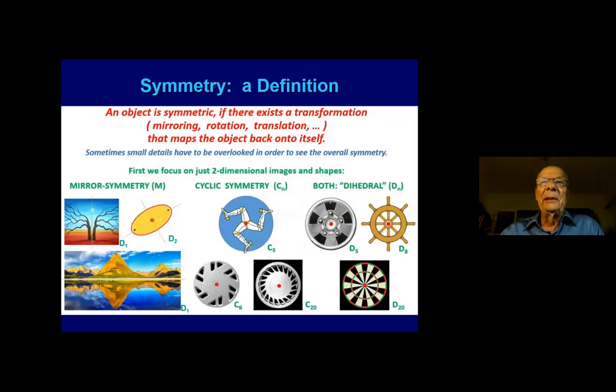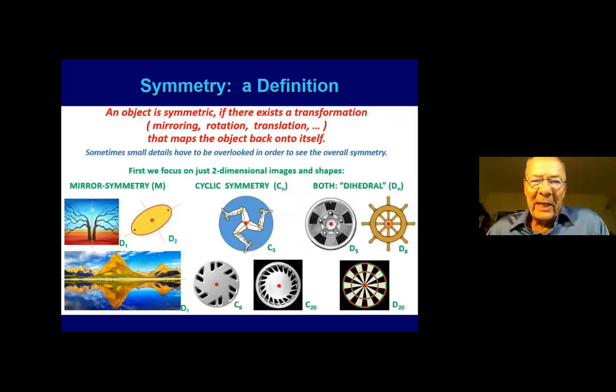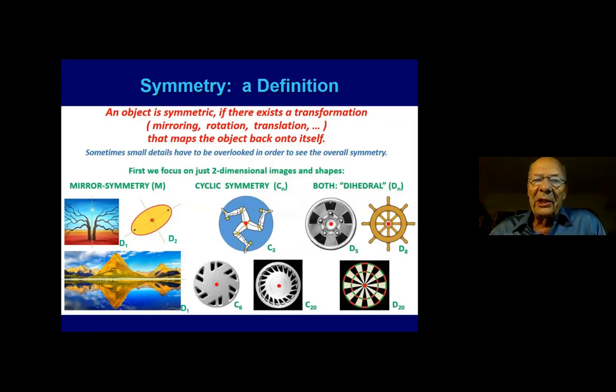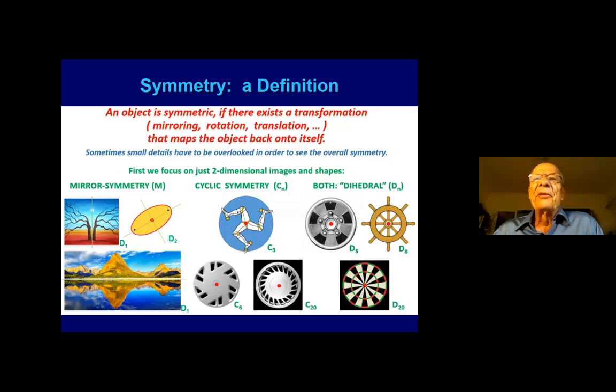Here is a mathematically more precise definition. An object is symmetrical if there exists a transformation, such as mirroring or rotation or translation, that maps that object back onto itself. And here are some examples of symmetries in 2 dimensions. First, there's mirroring, and the mirror line may be vertical or horizontal, as shown on the left, or an object may have more than just one mirror axis.